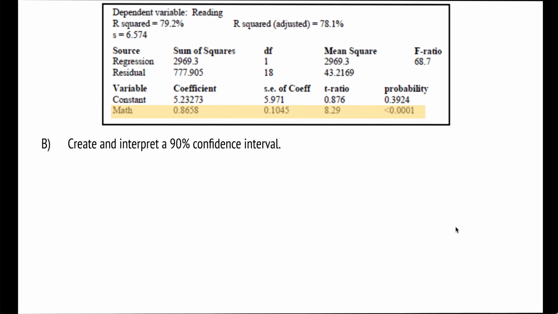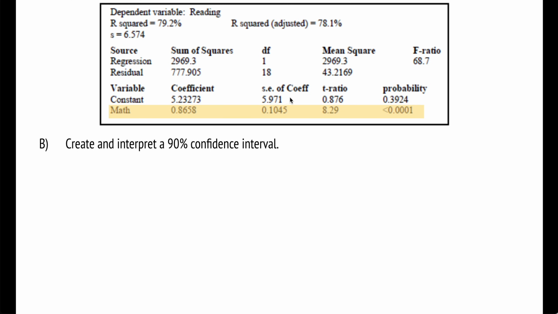So let's move into our confidence interval. Same data, I didn't change that up. We're just going to now do a confidence interval. Like I said before, a confidence interval for this type of problem is basically going to estimate what that mean slope is.